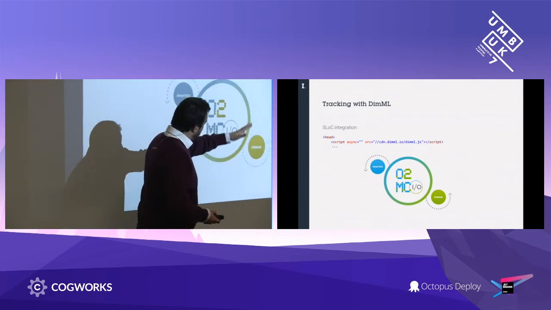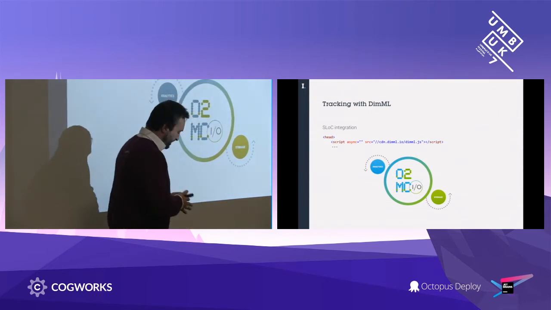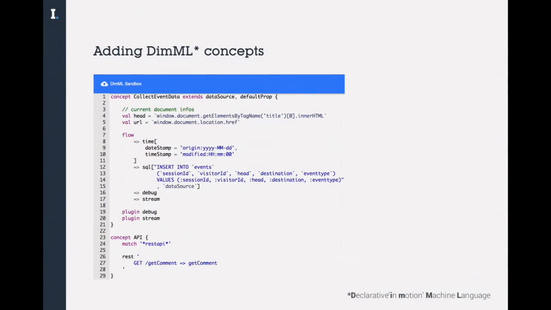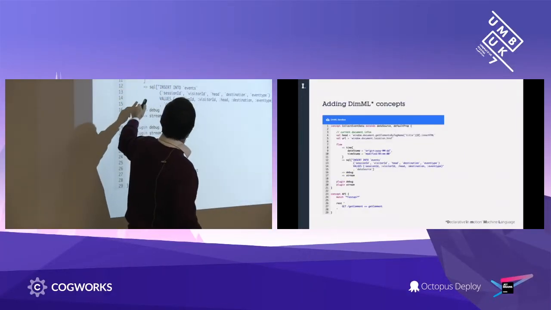And then, using DIML, which is a programming language, you can actually get analytics out. DIML looks like that. So there is a sandbox, and it is a declarative language. It's essentially what it says. So I'll just give you two concepts over here. A concept is a fundamental building block in DIML. The first one collects event data. So essentially you get the title and the page, and then you start creating date stubs.